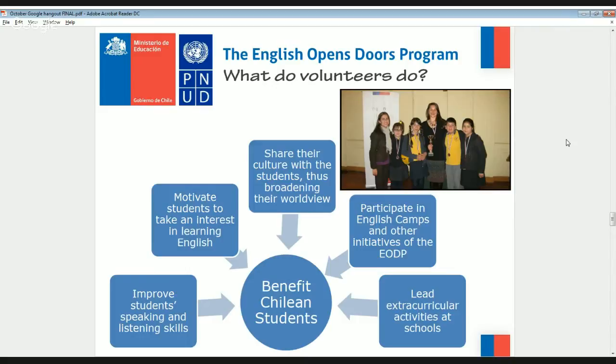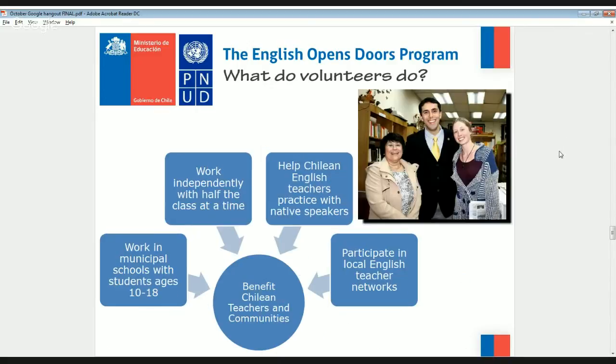We also ask that our volunteers participate in our English winter camps, and we'll talk more specifically about that a little later in this presentation, and that you help us facilitate and implement various initiatives designed by the English Opens Doors program. And then lastly, as I had said earlier, we'll also ask you to implement and lead extracurricular activities within your school community. So now let's talk specifically about the teachers.